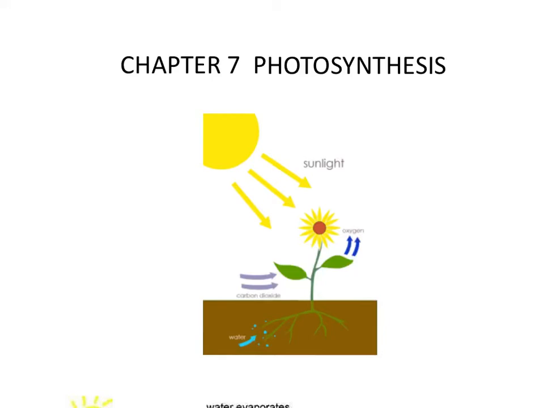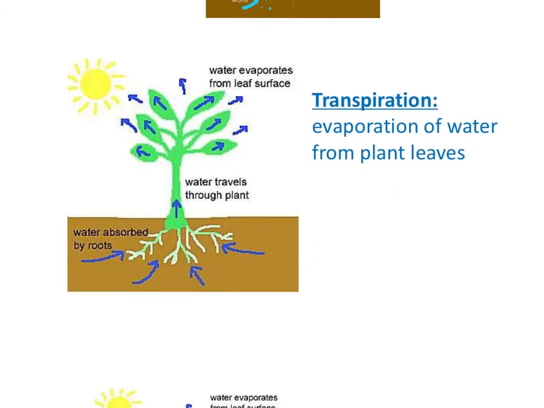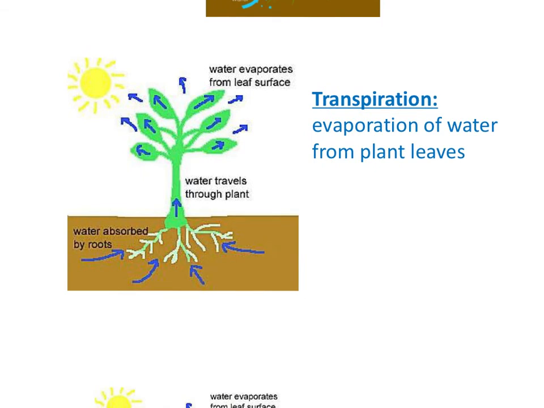This video is Chapter 7, Notes, Part 3, the final segment for photosynthesis. This set of notes is all about transpiration. Transpiration is the loss of water from a plant's leaves.